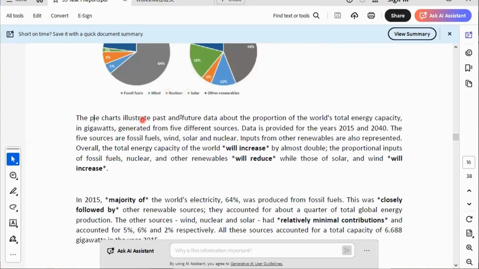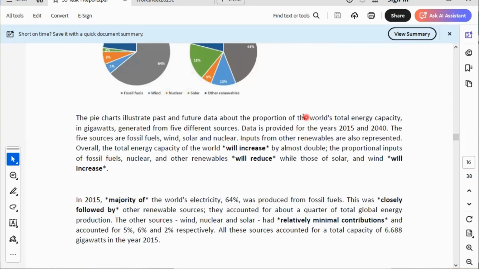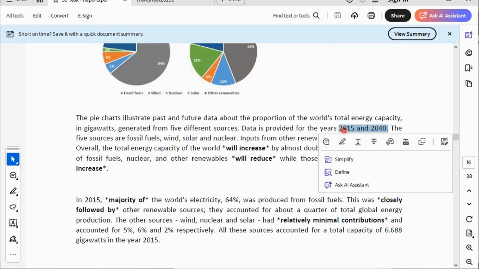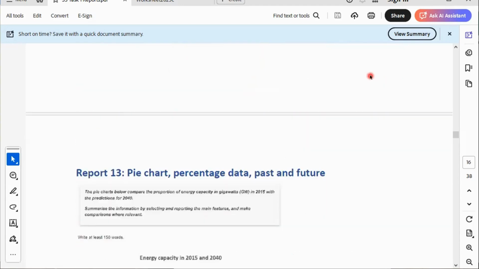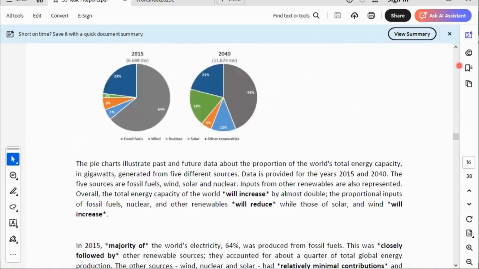The pie chart illustrates data about production of total energy capacity. That's the what. From 5 different sources. And data is provided for, this is the when. In some cases, you will not see anything about where. This one now, we can't see anything about where. They didn't mention any country. There's no figure about the country here.